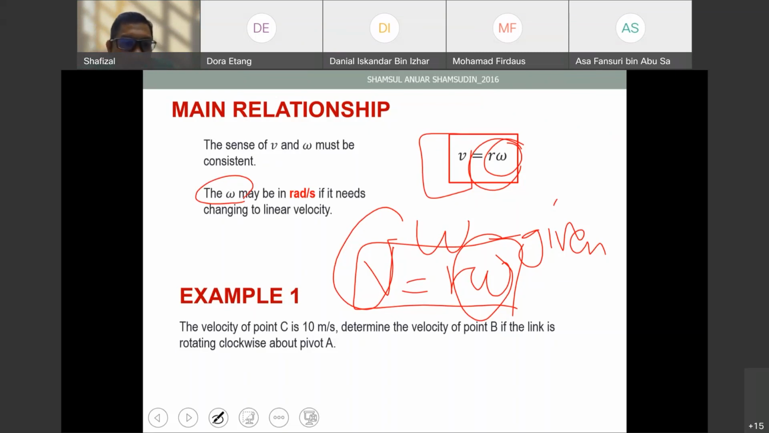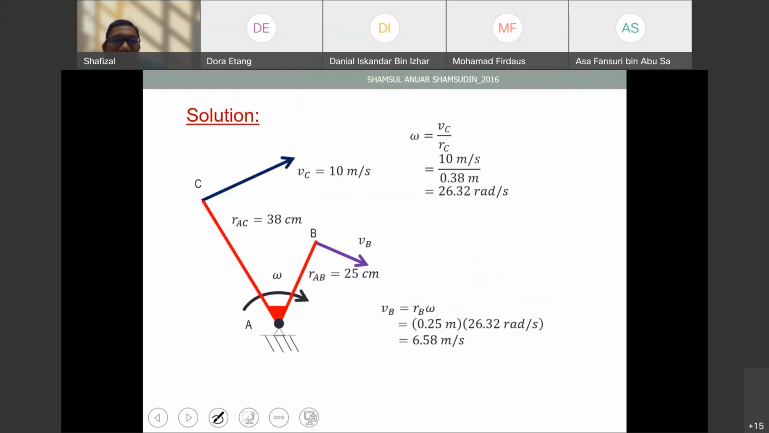Now, look at the example. The velocity of point C is 10 meter per second. Determine the velocity of point B if the link is rotating clockwise about pivot A. So this is clockwise direction. We know the velocity of point C here. When point C moves and this link moves, then we can find the velocity. But for this case, we are given the velocity, which is equal to 10 meters per second.